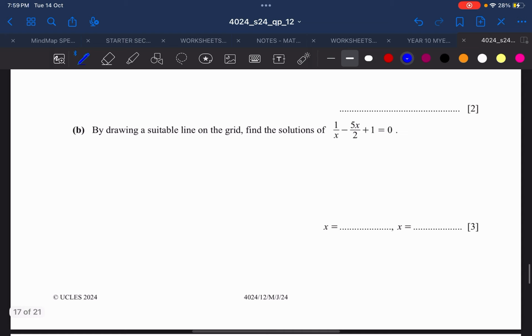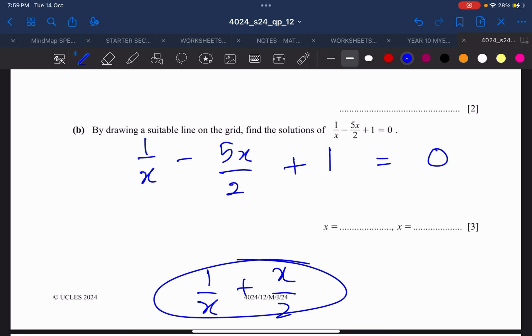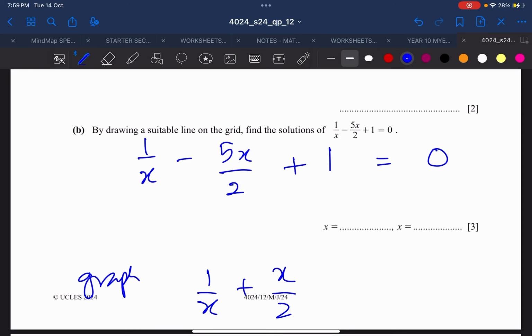Okay. So again, what do we have today is basically 1 over x minus 5x over 2 plus 1 equals to 0. We want it to be 1 over x plus x over 2. This is the graph. Okay. So, conclusionnya today, ani dah payah. Ani, we have to plus 6x over 2. I have to do the same on this side as well to balance out the equation.